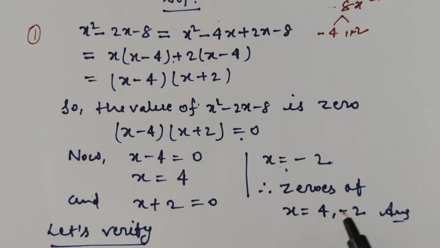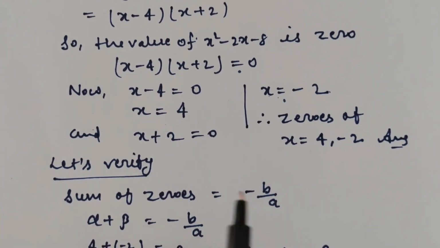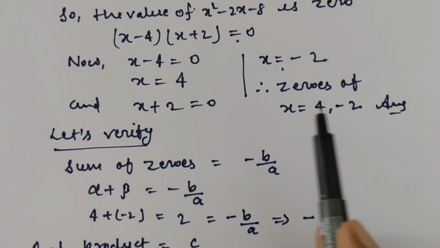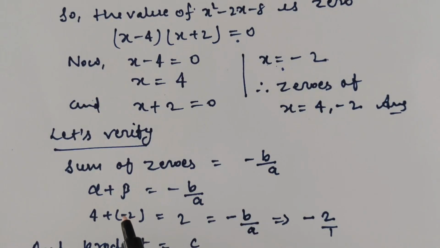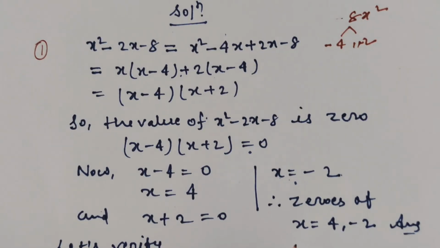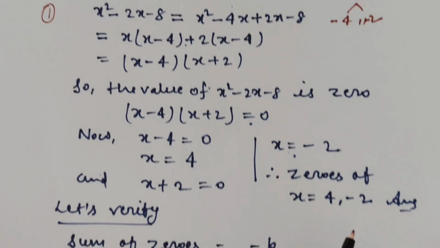Let's verify whether these zeros are right or wrong. Here is the basic formula for quadratic polynomials. The sum of the zeros, alpha plus beta, equals minus b by a. If you add the two zeros, 4 plus minus 2, it comes to 2. So this equals minus b by a, that is minus of minus 2 by 1. You can check that the middle term gives the sum, minus 2, so I have got this.